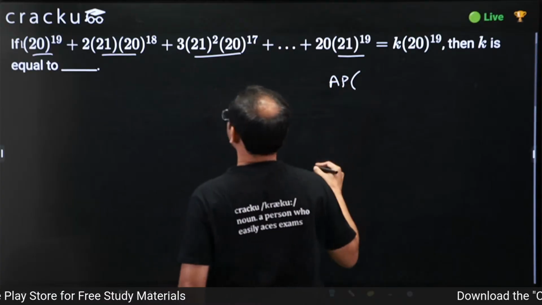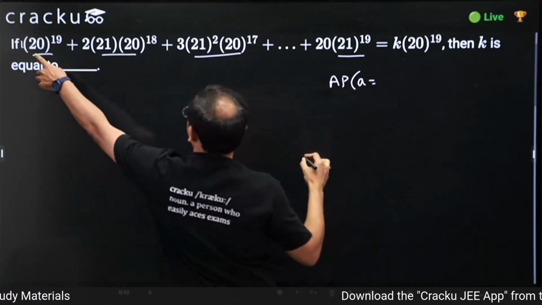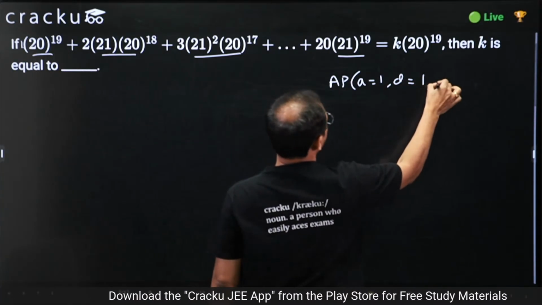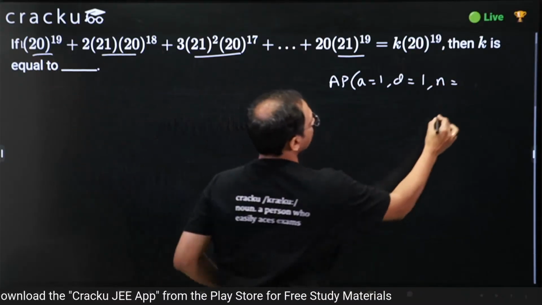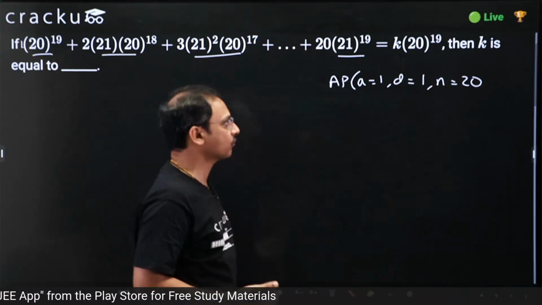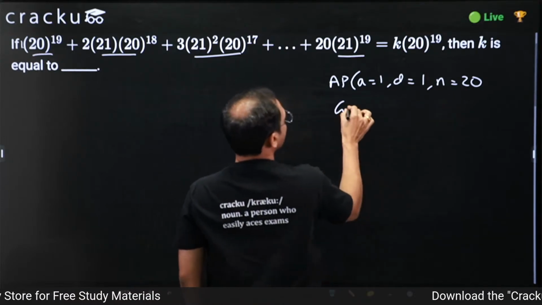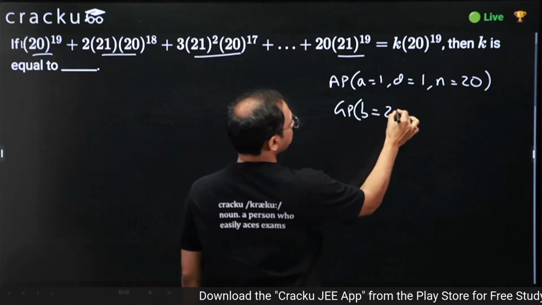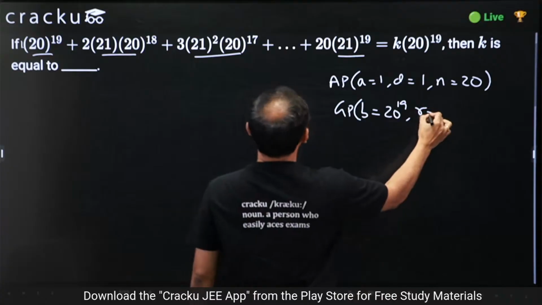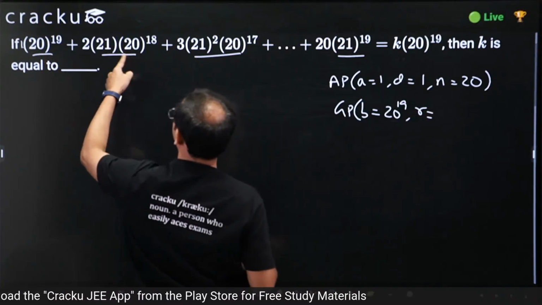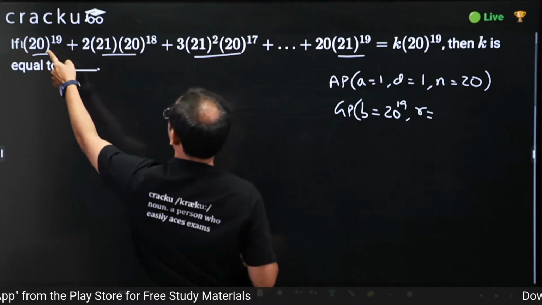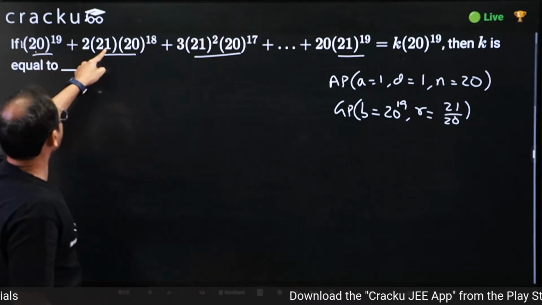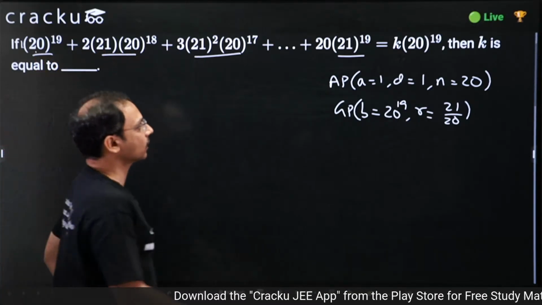I have the AP part where the first term is 1. Common difference 1, 2, 3, and so on. Common difference is also 1. Number of terms is 1 to 20. So we have 20 terms here. So we have Sn formula coming up. And the GP part, first term is 20 power 19. And common ratio, what do you multiply to get from here to here? I am getting a 21 and 20 is reducing. So the common ratio is 21 by 20. So 21 will increase and 20 will decrease. So this is the common ratio.